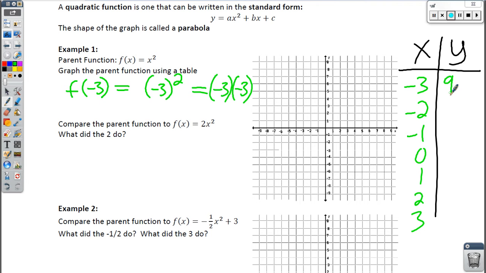If we square -2, again, that's -2 times -2, that's going to be +4. -1 times -1 is +1. 0 times 0 is 0. 1 times 1 is 1. 2 times 2 is 4. 3 times 3 is 9. Let's plot these points.